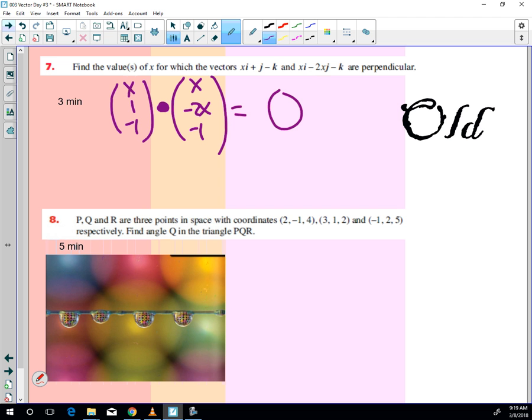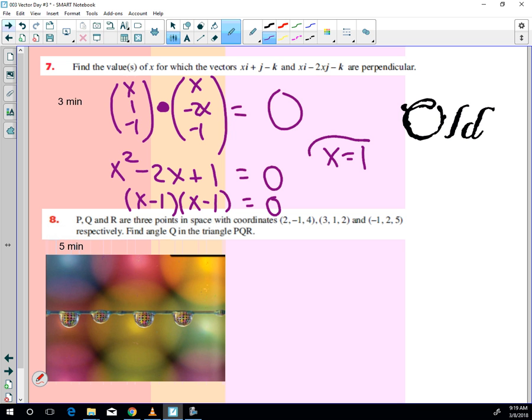Okay? So now when I dot product this, I'll get x squared minus 2x plus 1. So you can see where the x minus 1 times x minus 1 are going to come from. Looks like x equals 1.